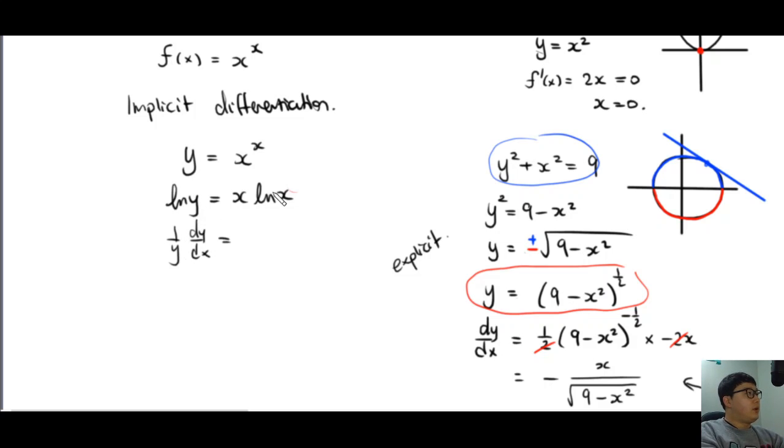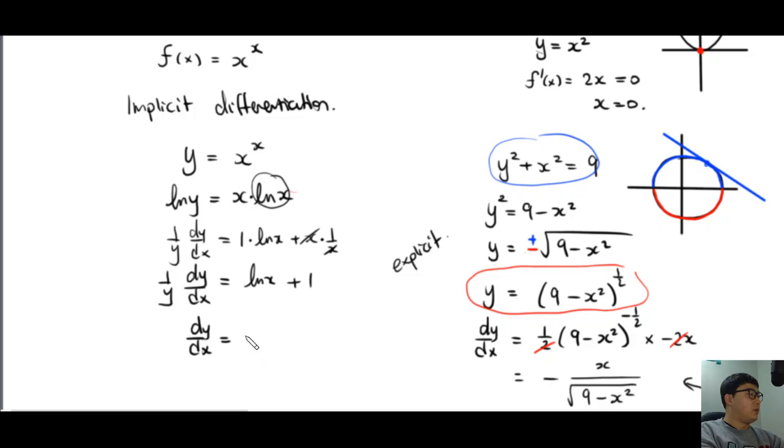And then this one here, you've got to use a little bit of product rule. So differentiation of that is 1 times ln x. Differentiation of this one is 1 over x, so this is x times 1 over x. So that cancels out, becomes 1. So that's equal to ln x plus 1 times dy dx. And you have dy dx equals y times ln x plus 1.